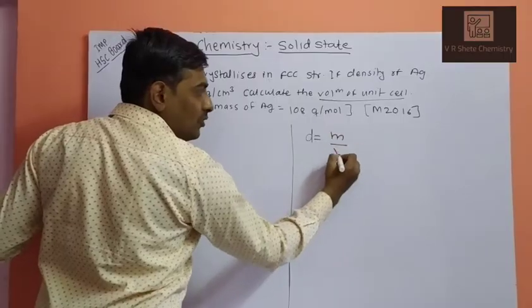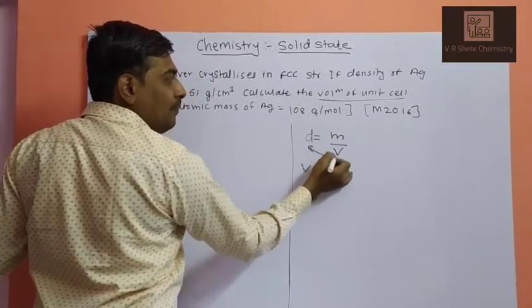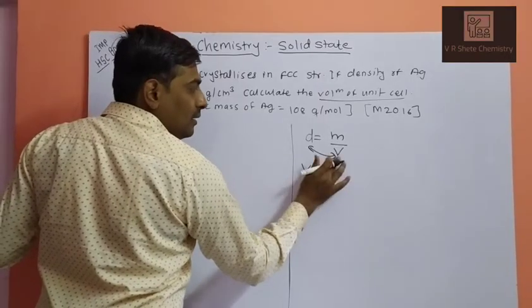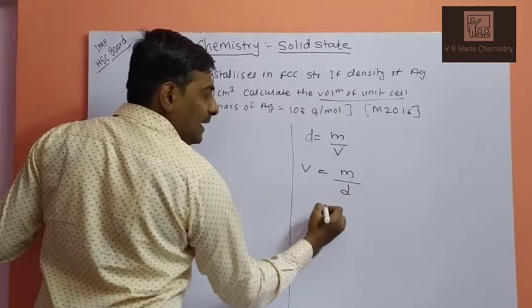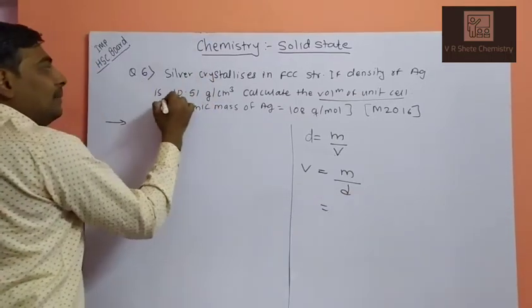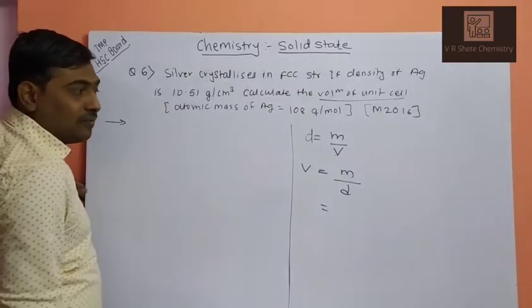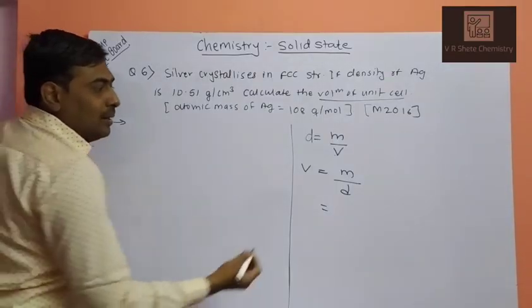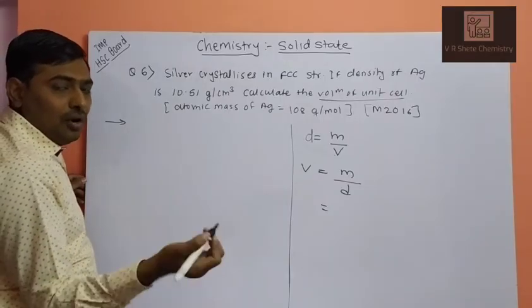Density is equal to mass upon volume. Simple formula. We have to calculate volume, so just rearrange this term. By rearranging, volume is mass upon density. Density we have in this numerical, so obviously what we have to calculate is the mass of unit cell.